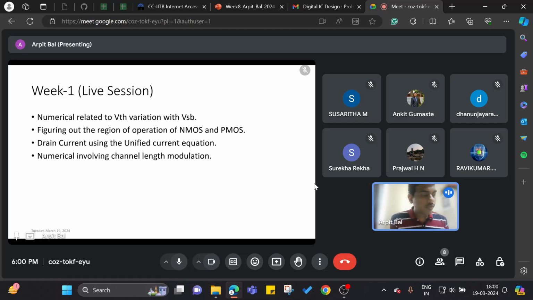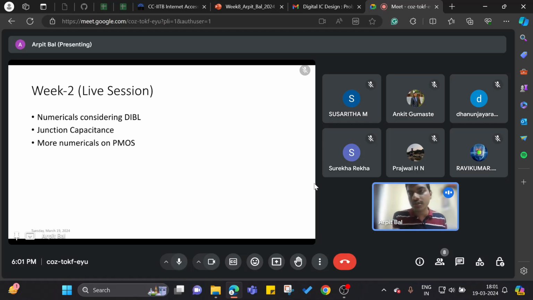Okay, so in week 1 we covered a few numericals related to VTH variation with VSB, that is taking body effect into consideration. We also did a few numericals related to channel length modulation, and a few questions related to drain current measurement using the unified current equation. We also saw how to figure out the region of operation of NMOS and PMOS. Then there were a few numericals related to DIBL, that is another short channel effect, and we also did what happens to the VTH in the presence of DIBL and body effect.